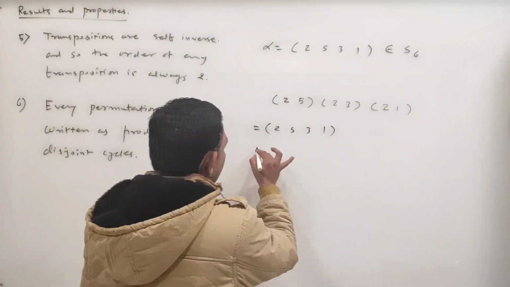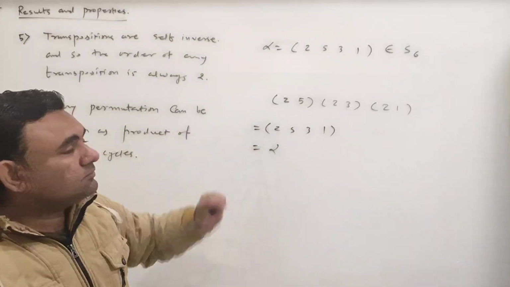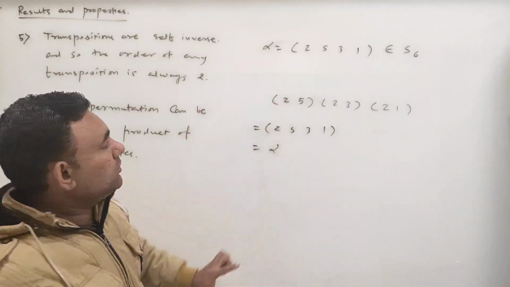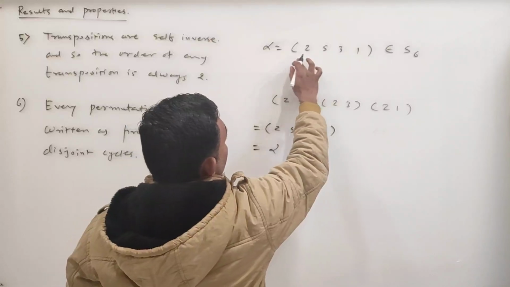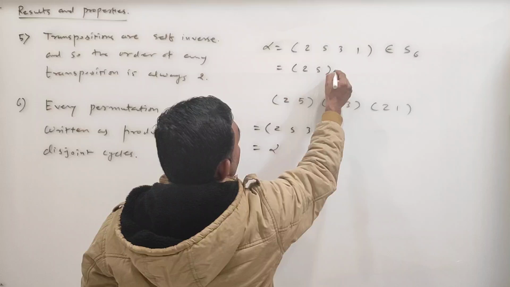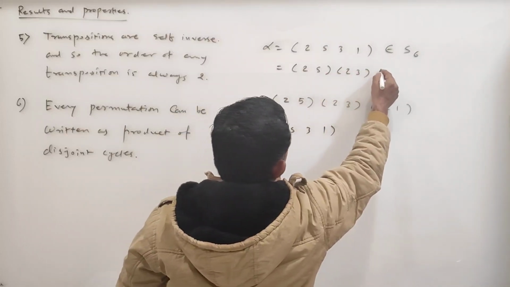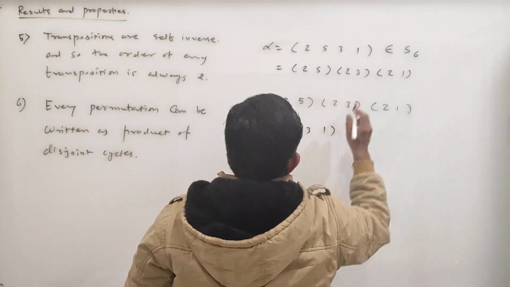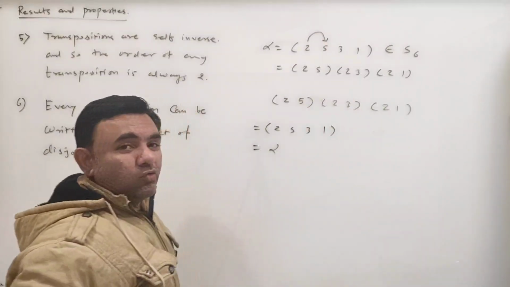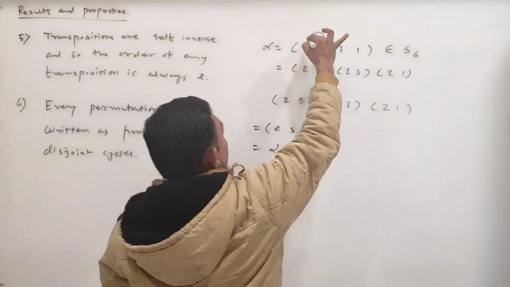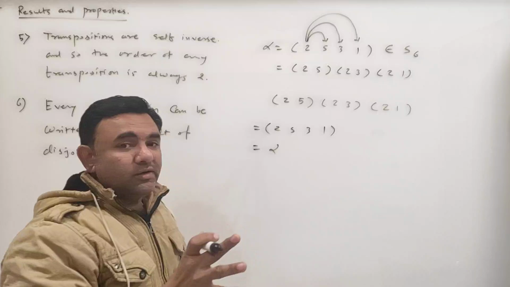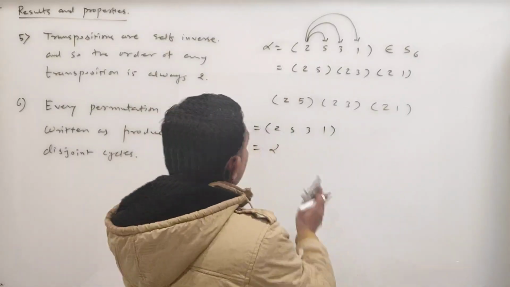But this is what my alpha, right? This is my alpha. So what does it mean? So I can write this thing. This one is this one, and it is (2 5)(2 3)(2 1). तो ये मैंने कैसे लिखा? 2 को फिक्स किया, इसकी पेयर बनाई 2 5 उसके पास वाला, then 2 with 3, then 2 with 1. So this is a trick, right?